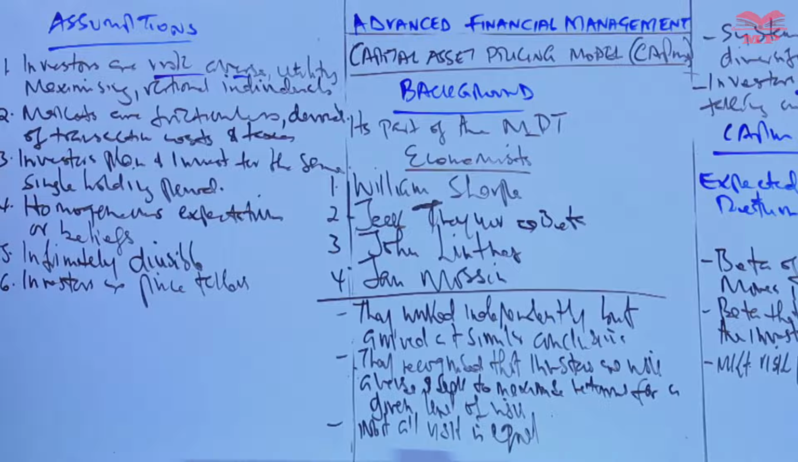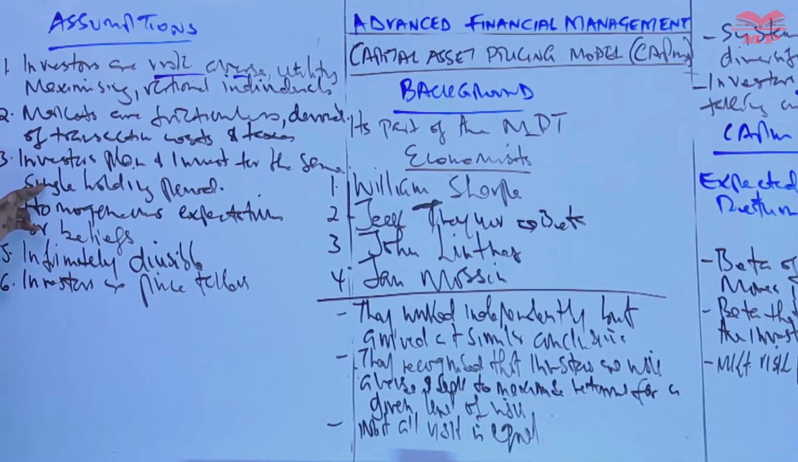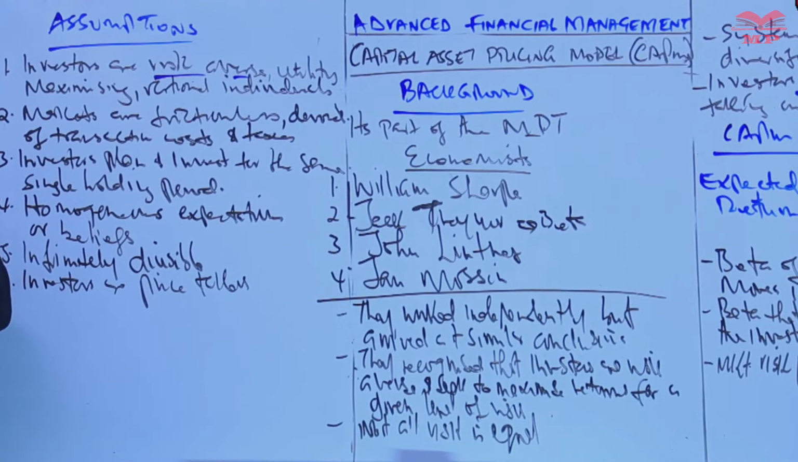Six assumptions. Rational individuals, no transaction costs or taxes, same investment horizon, single holding period, homogeneous expectations, investments are infinitely divisible, investors are price takers, meaning that no single investor can influence the market price of a security.